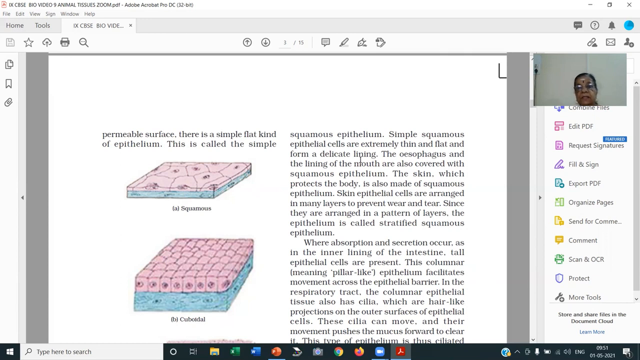Now, what is the function? It prevents wear and tear, especially in skin. And then it forms a pattern of layers one above the other, so it is called stratified squamous epithelium. Underline this. Skin epithelium is stratified squamous epithelium. I hope you understand. Underline. Have you done?